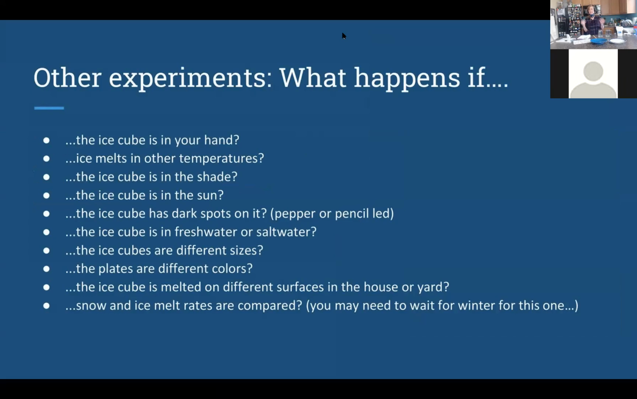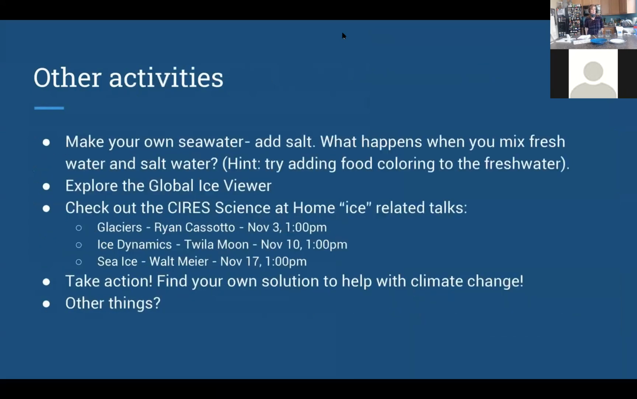There are also other activities that you can do as well. So what happens when you make salt water? How does that affect things? You can go on to the Global Ice Viewer again. You also can check out some of the Serious Science at Home talks. Those are really fun. There's live scientists telling you about things again. So we have 3 of those coming up. You can check this out on our website.